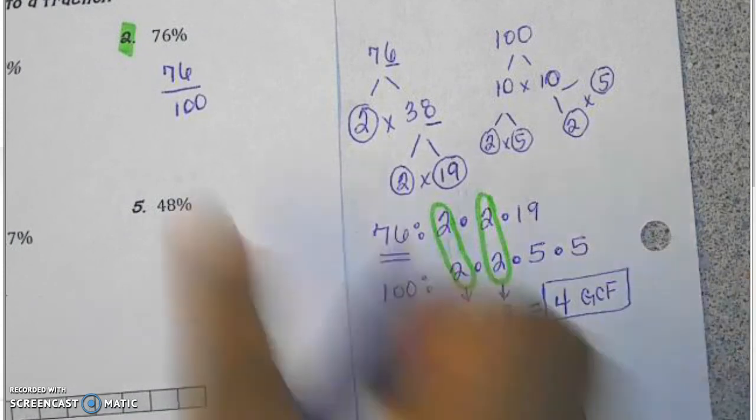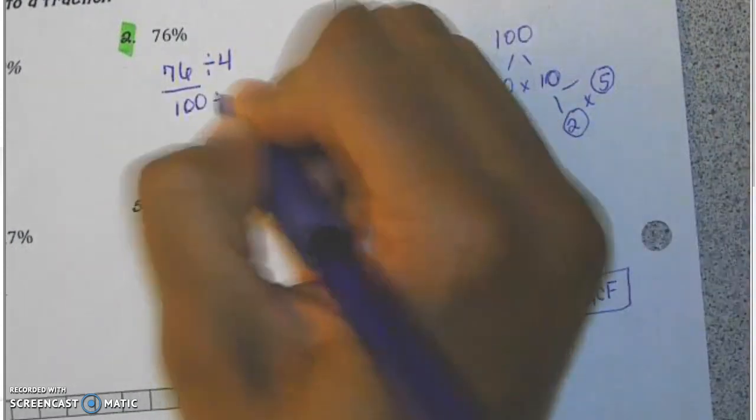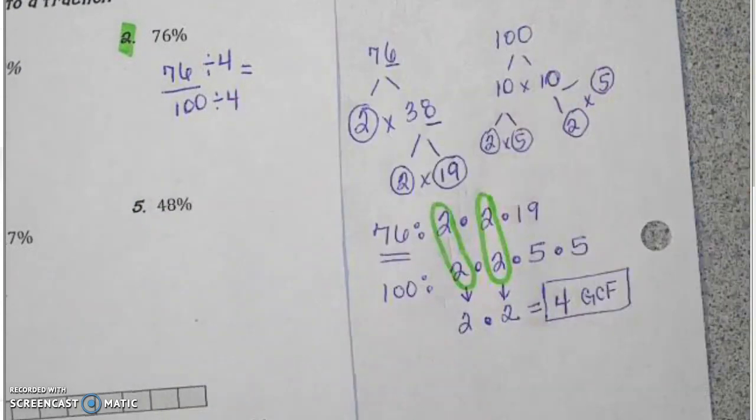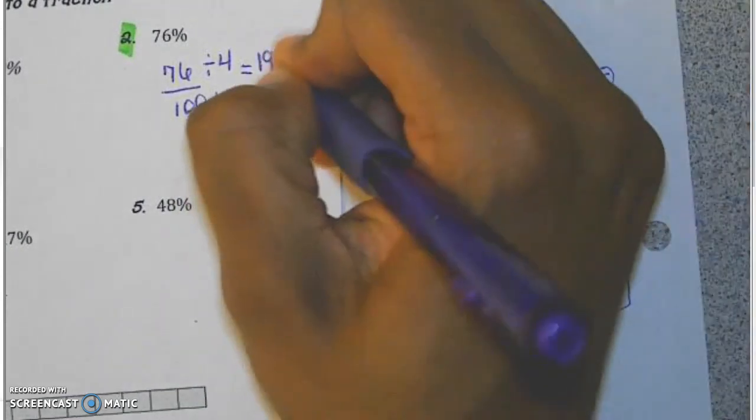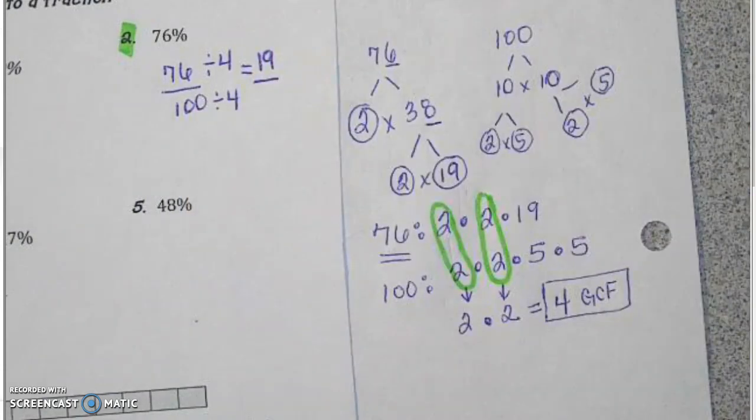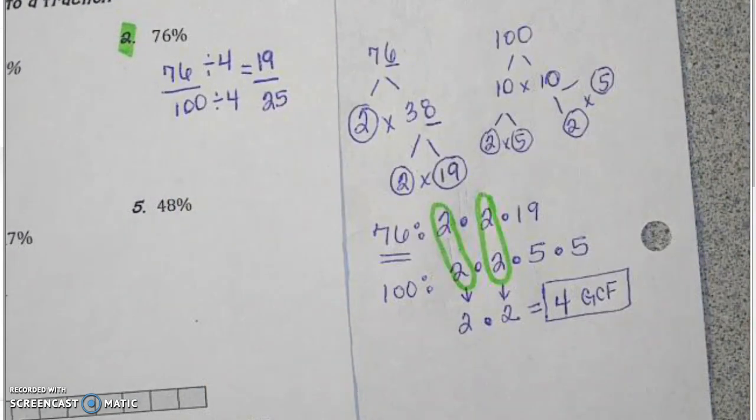So I'm going to go back to my problem, and I am going to simplify my fraction by using the GCF of 4. 76 divided by 4 is going to give me 19. And 100 divided by 4 is going to give me 25. 19/25 is my simplest form.